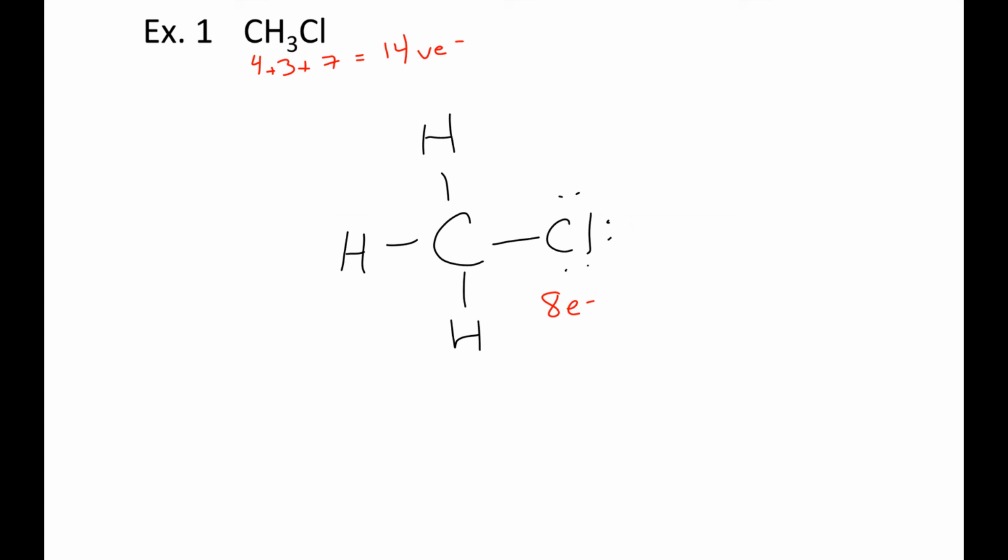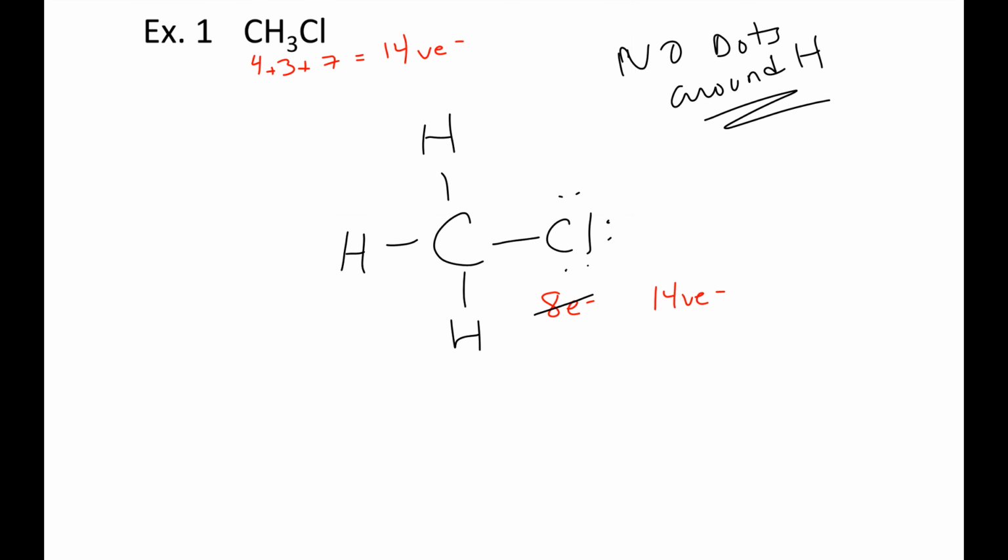Chlorine has 2, so it needs 6 more. Now, I'm going to stop there. We're not going to put any around hydrogen because hydrogen only shares 2. So there are never, ever, ever any dots around hydrogen. No dots around hydrogen. Ever. Okay? So now I'm going to count my electrons. I have 8, so I've got 8, 10, 12, 14. I now have 14 electrons. So I am exactly right. So this is what the figure looks like. So this is the Lewis structure for CH3Cl.